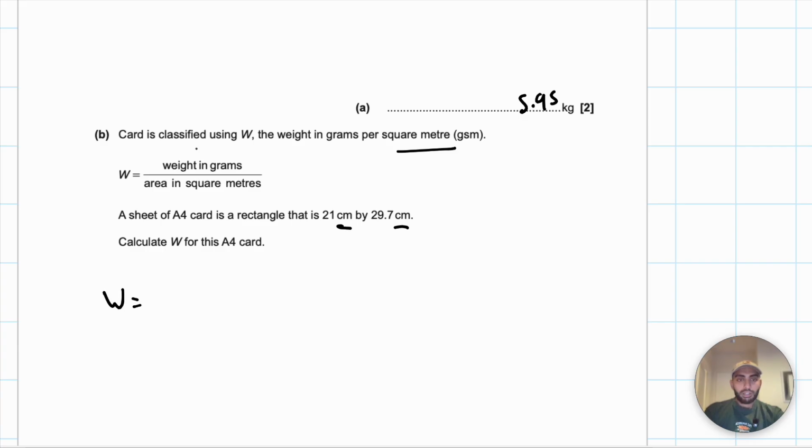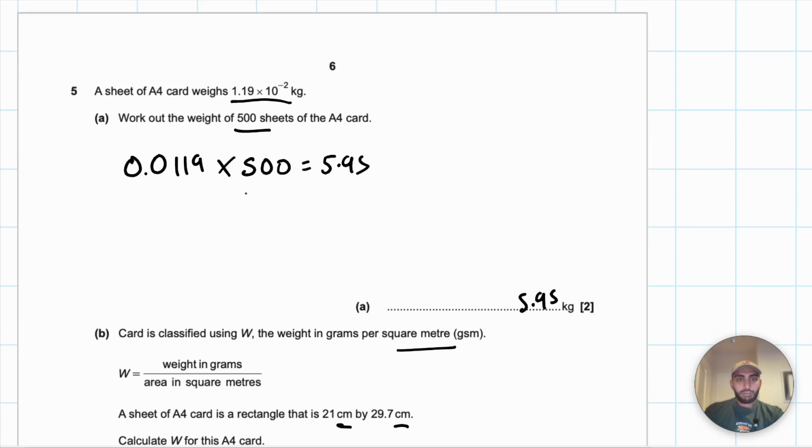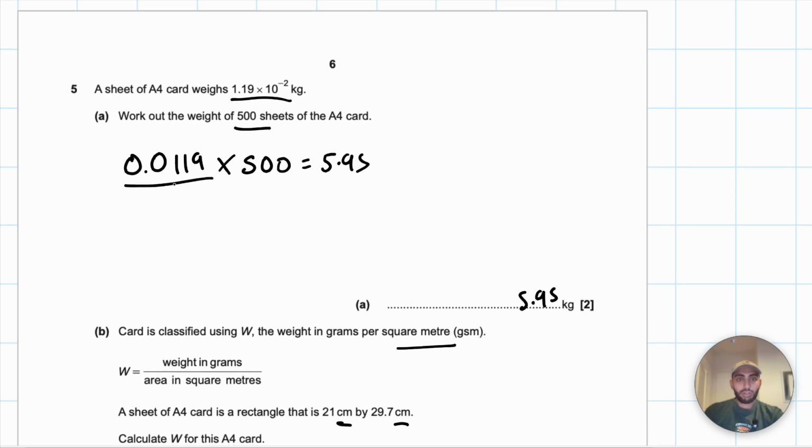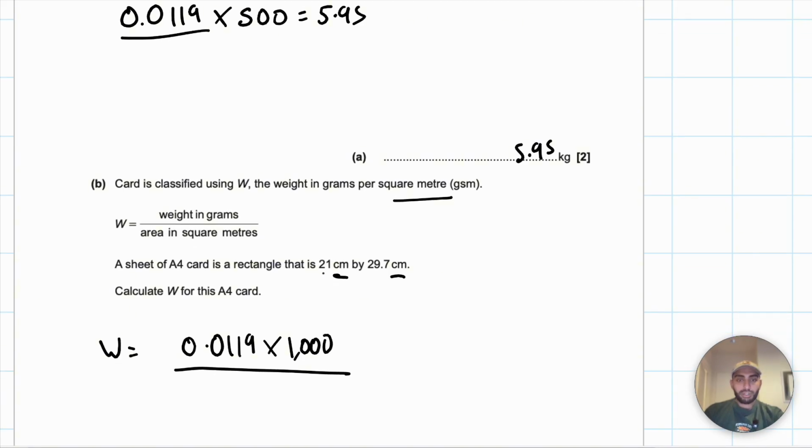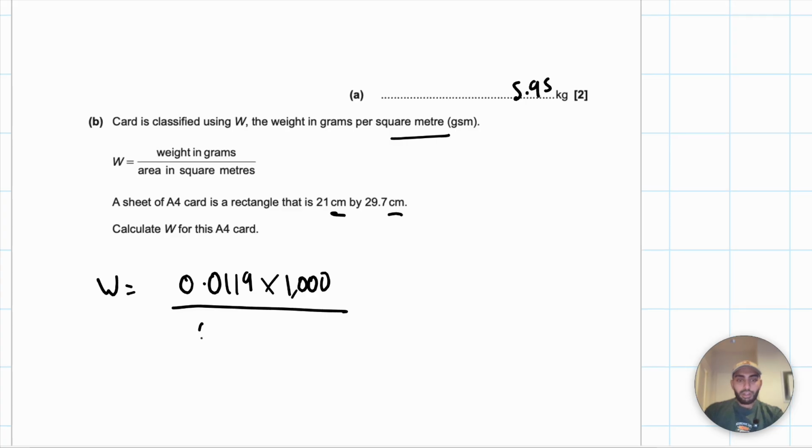W here is the weight in grams, and the weight in grams was this multiplied by 1,000, because this is in kilograms right now. So I'm going to do 0.0119 multiplied by 1,000, changing this into grams, divided by the area in square meters. So I need to change this into meters. There's 100 centimeters per meter, so I divide both of these by 100. That would be 0.21. That would be 0.297.